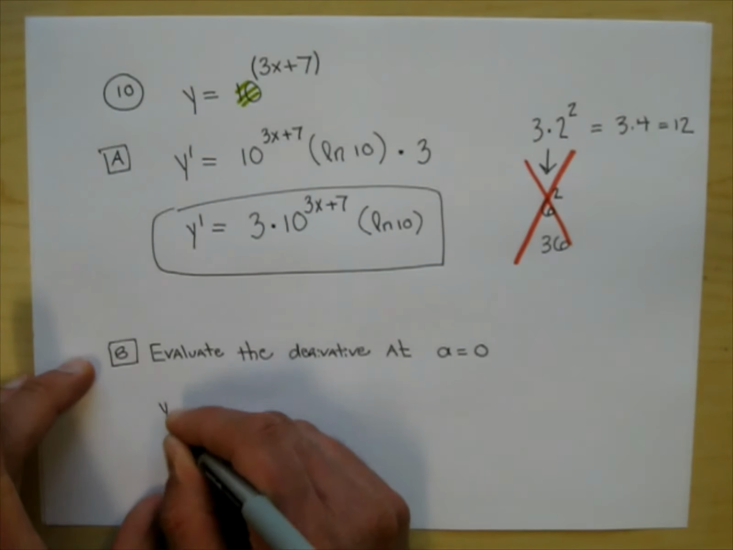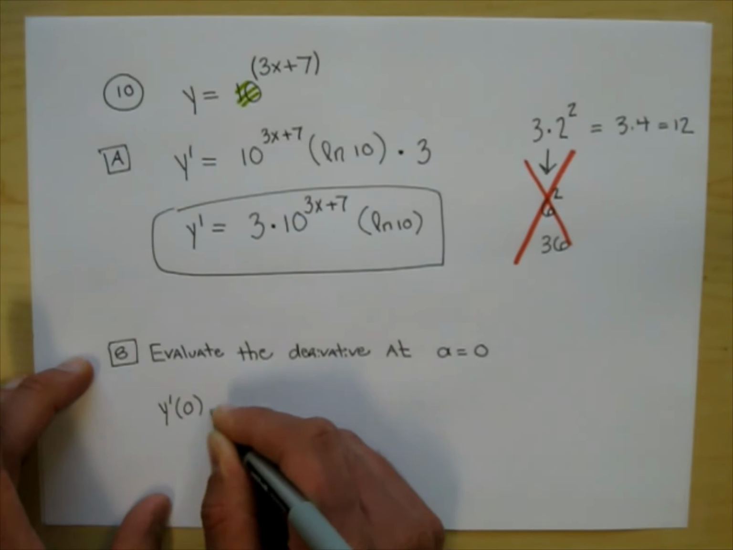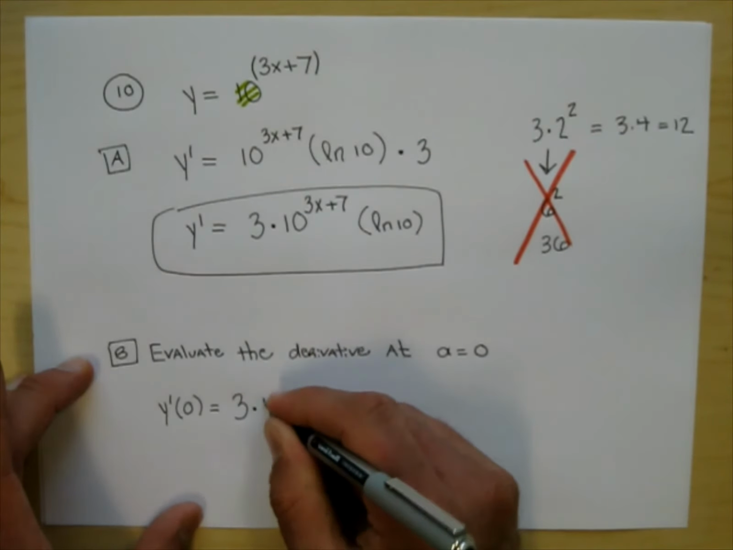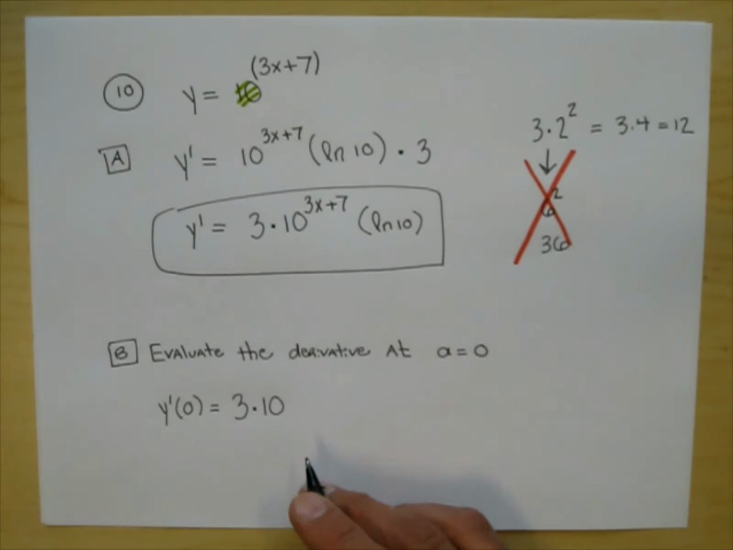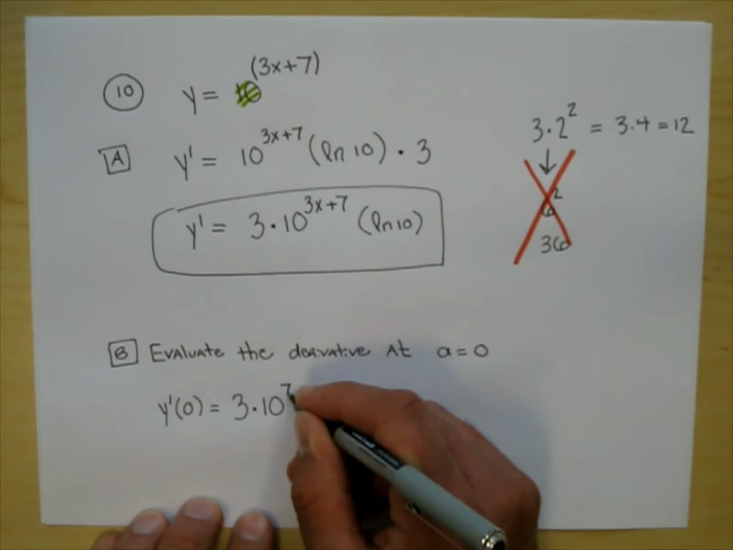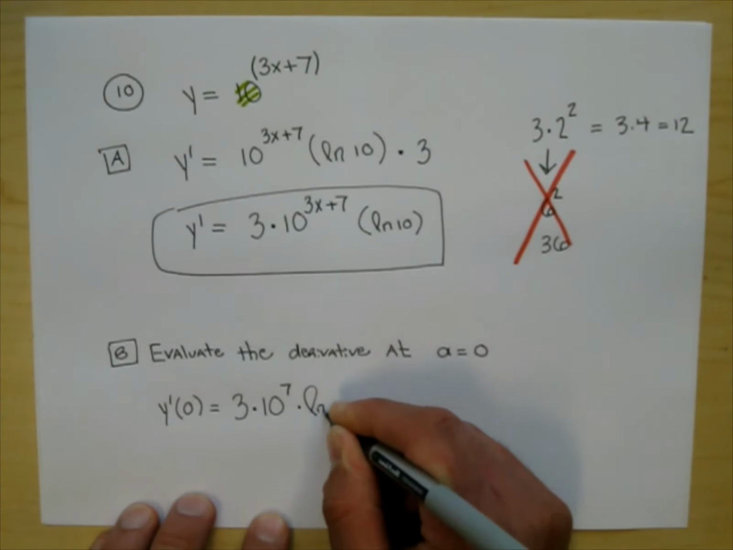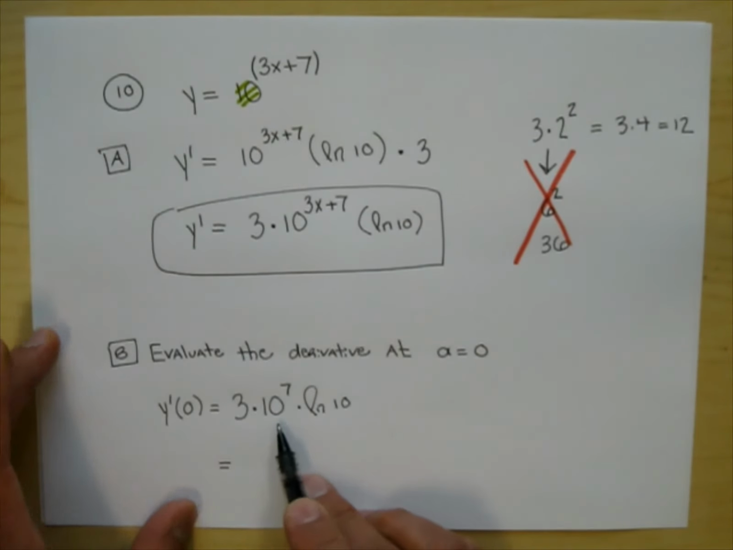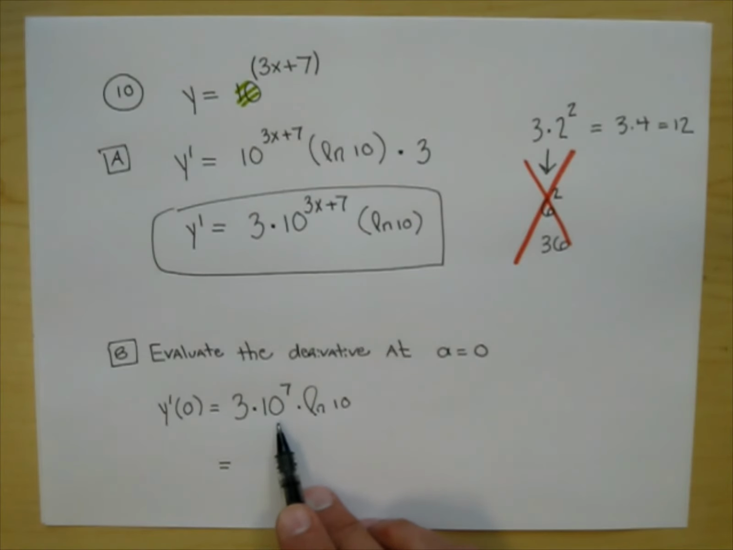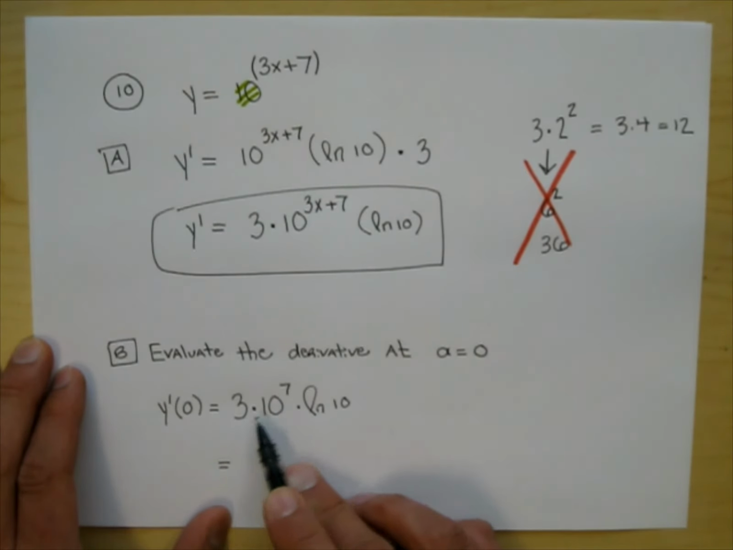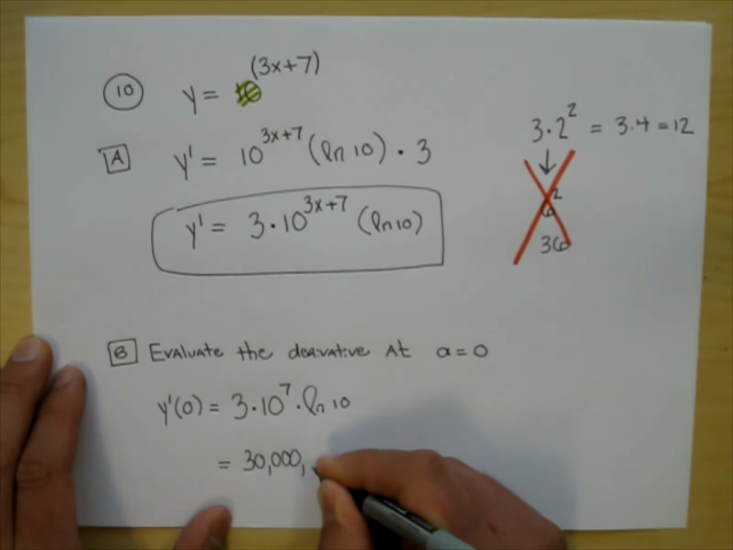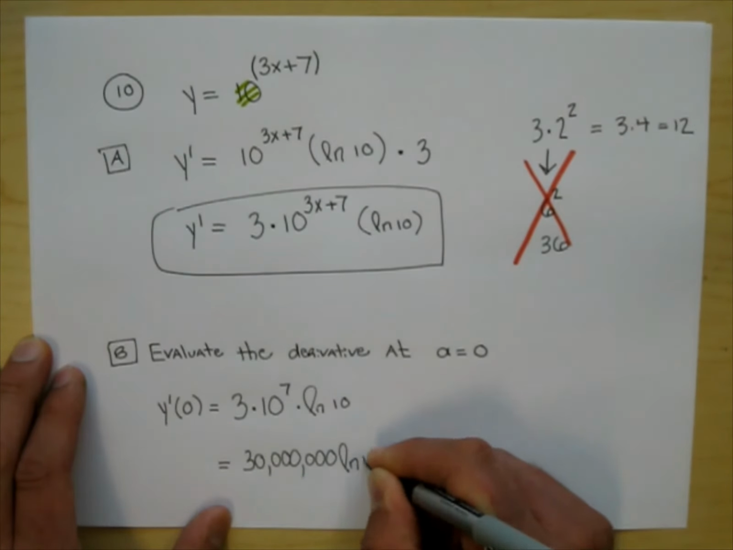And so let's do this. y prime of 0 is 3 times, I'm plugging it in up here to this function, 10 raised to the 0 plus 7, raised to the 7 power, and then this is times ln 10. And then this guy right here I think is going to be 10 million. It's a 1 with 7 zeros after that, so multiply that by 3, and it's going to be a 3 with 7 zeros. 1, 2, 3, 4, 5, 6, 7, times the ln of 10.